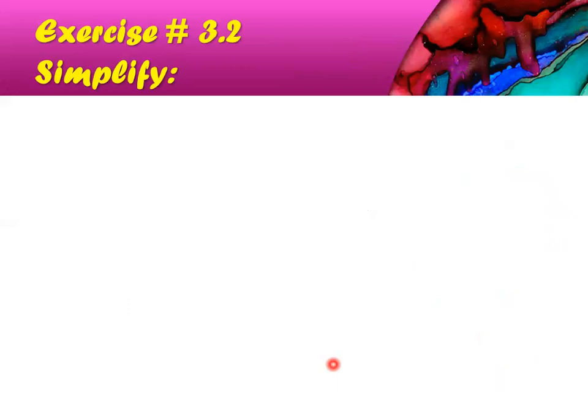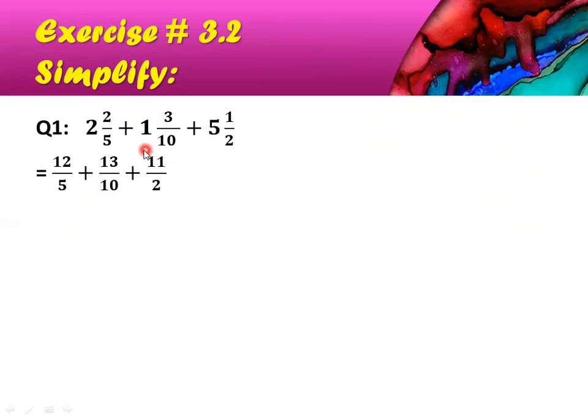Now we are moving towards exercise number 3.2, and in exercise number 3.2 you have to simplify it. Here you have a mixed fraction, and you have to simply simplify it. For this, first you will convert this mixed fraction into improper fraction, just like this. 5 multiplied by 2 is 10, 10 plus 2 will be 12 upon 5. Then 10 multiplied by 1 is 10 and plus 3 it will become 13 upon 10. 2 multiplied by 5 is 10, 10 plus 1 it will become 11 upon 12.